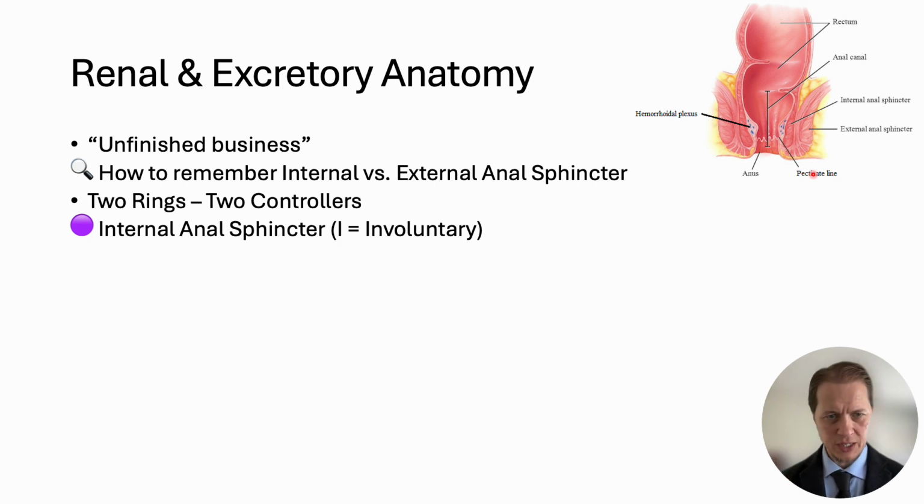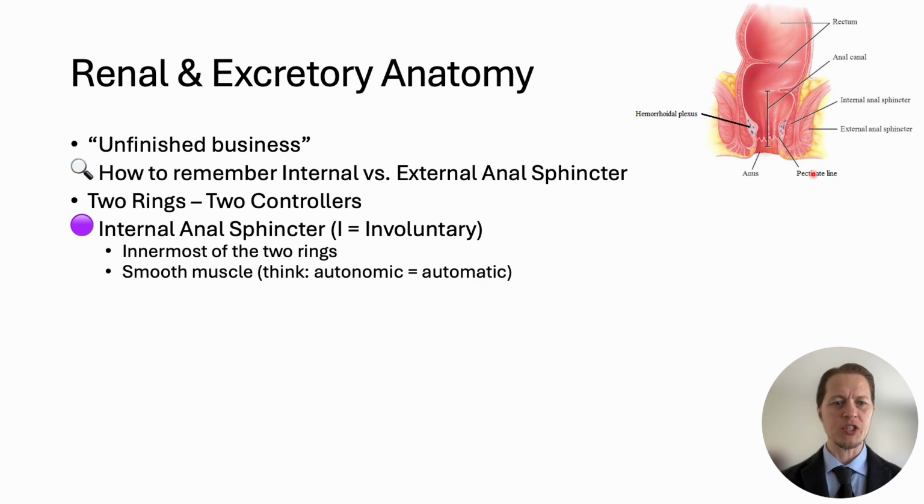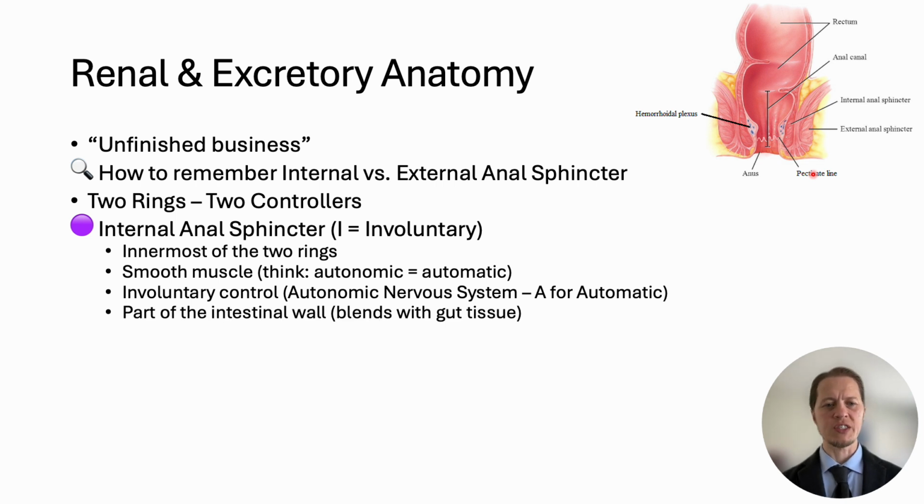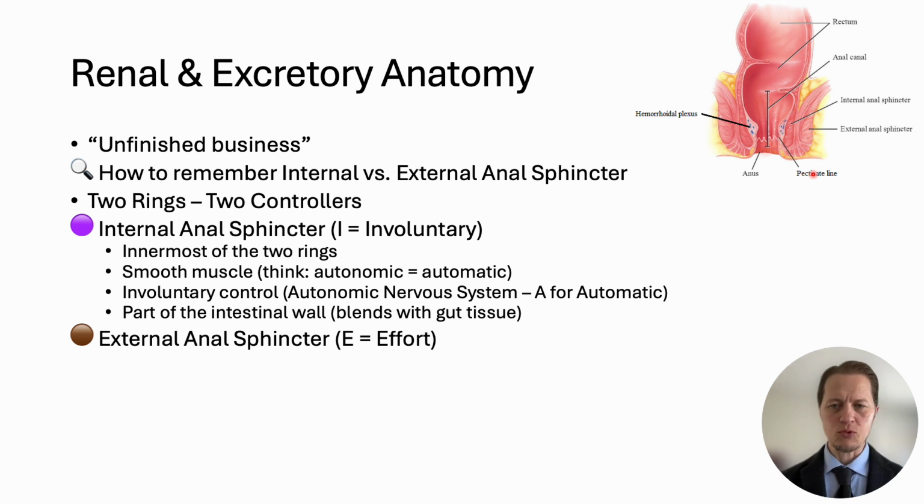So internal anal sphincter, just think of the I as involuntary. Innermost of the two rings, it's smooth muscle, which is autonomic or automatic. Basically this is under involuntary control via the autonomic nervous system. This sphincter blends with the internal gut tissue and the intestinal wall there. This is not part of the external system, which we're going to cover in a minute. So hopefully that's one way to remember.